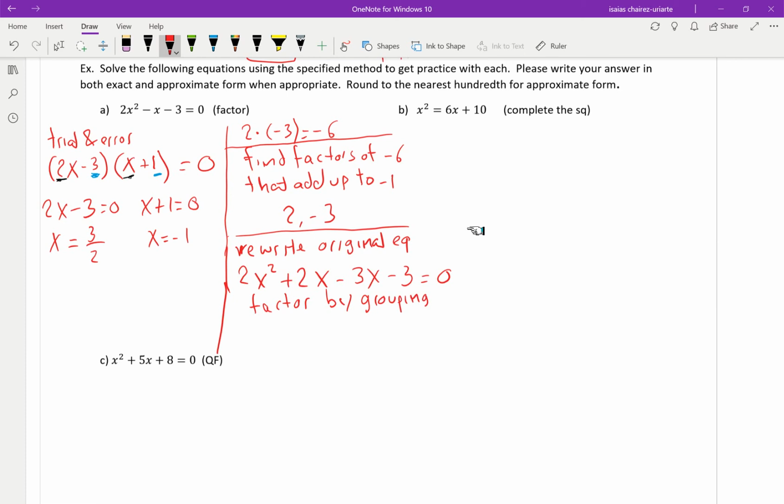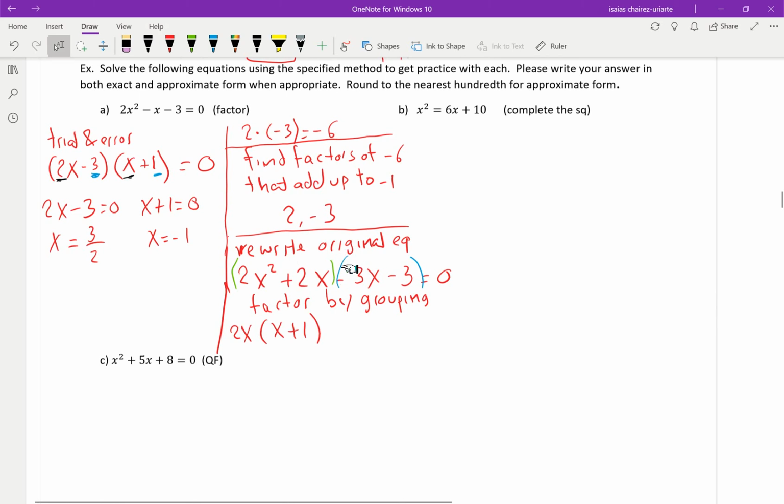Alright, so I'm going to think of these two terms and group them together, and then think of these two terms and group them together. Let me think of the first two terms on the leftmost. What do they have in common? I would say they have 2x in common, so I'm going to factor out 2x. So 2x, and then what's left over is x plus 1, because if I distribute this 2x times x, it's 2x squared. 2x times 1, it's 2x.